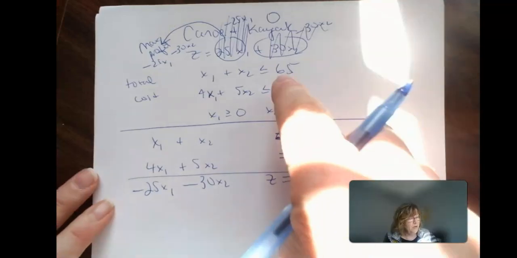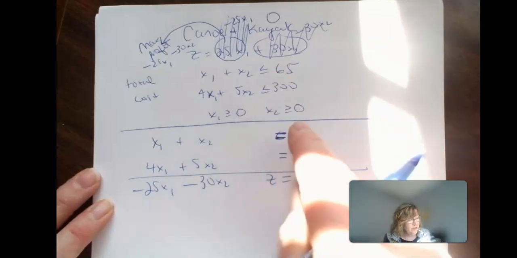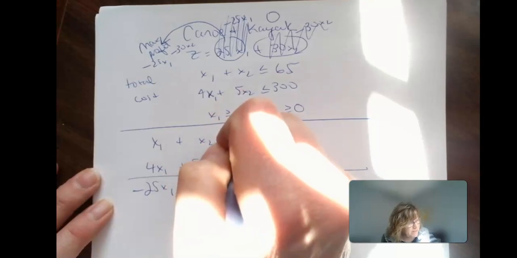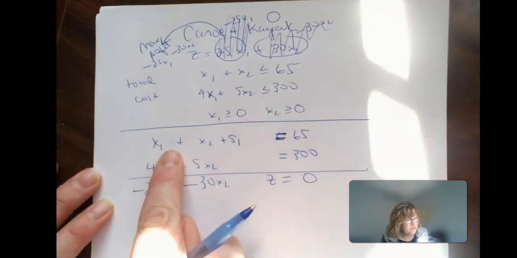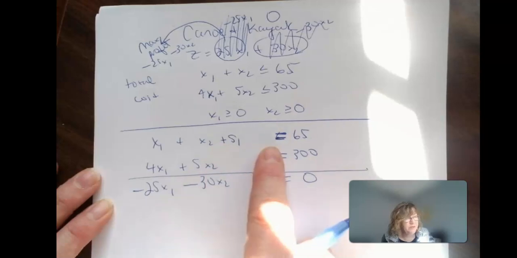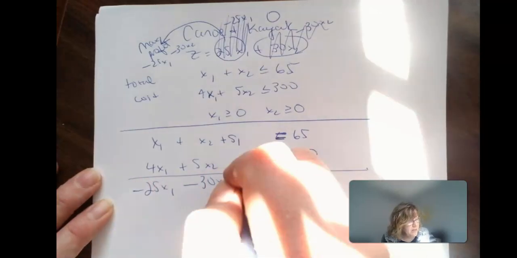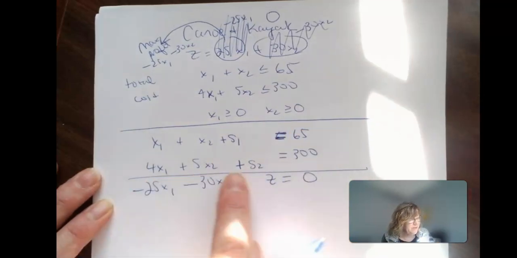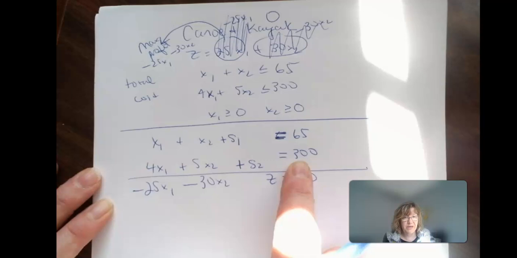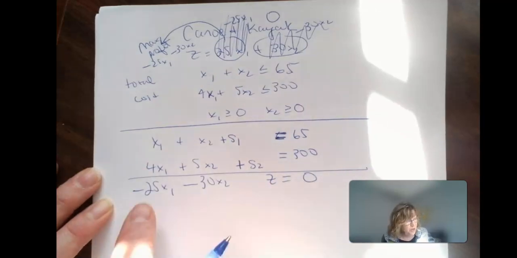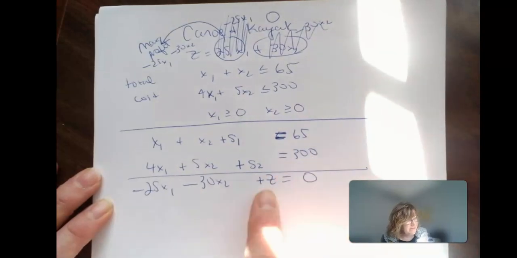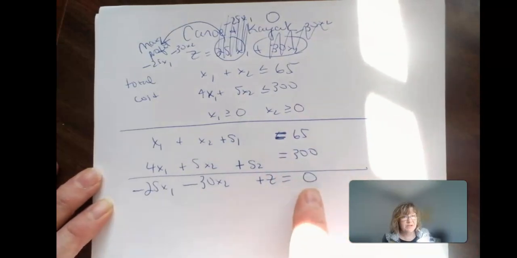But for me to go from these inequalities to equations, I need something to pick up the slack. So on the first one, I'm going to add slack 1. So I have x1 plus x2 plus slack 1 equals 65. The second one, I'm going to add slack 2. So I have 4x1 plus 5x2 plus slack 2 equals 300. And then I have my bottom row, which is negative 25x1, negative 30x2, plus z, which never moves, so it's positive, equals 0. And that is called our objective row.